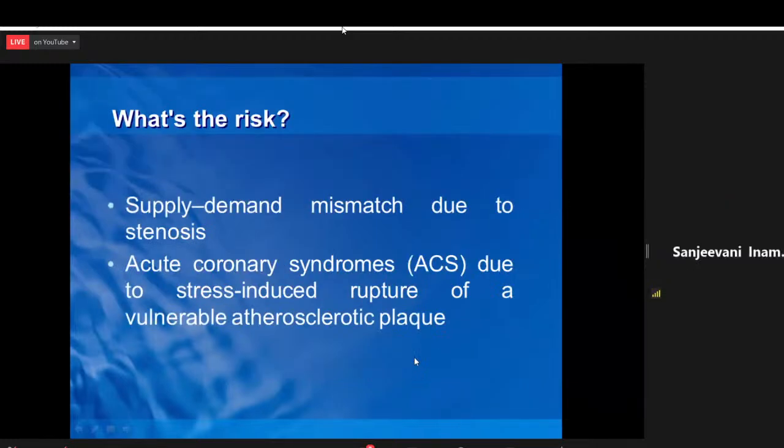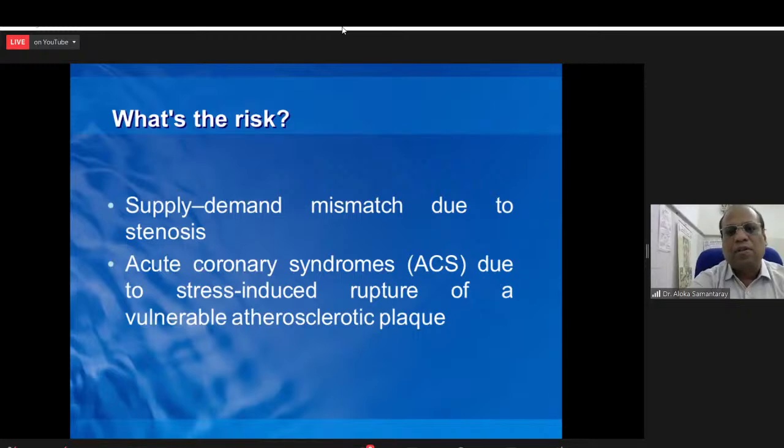The usual risk involved in this type of cases when they come, either it could be because of a supply-demand mismatch, because sometimes the myocardial metabolism far exceeds the blood supply that can be met by the stenosed coronary artery, or sometimes it is because of altered flow dynamics that gives rise to a rupture in the plaque, finally giving rise to acute coronary syndrome in the form of either non-STEMI or STEMI.